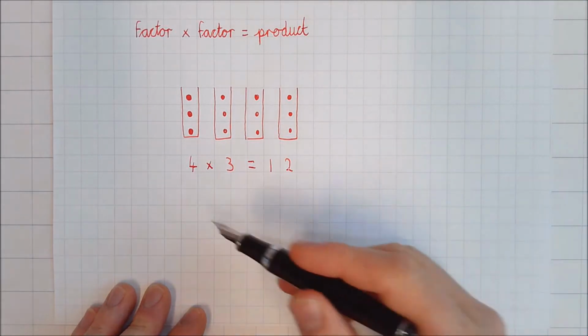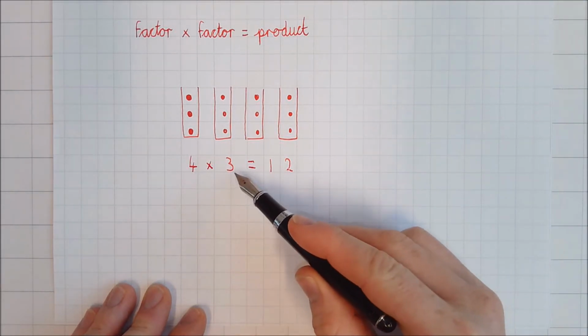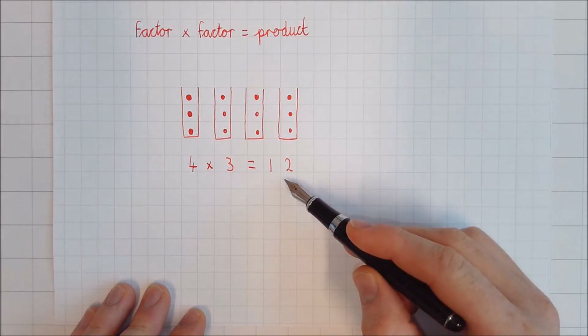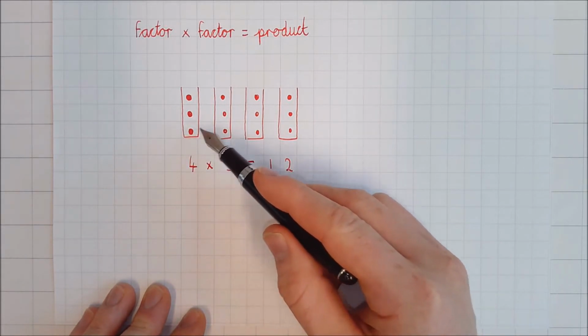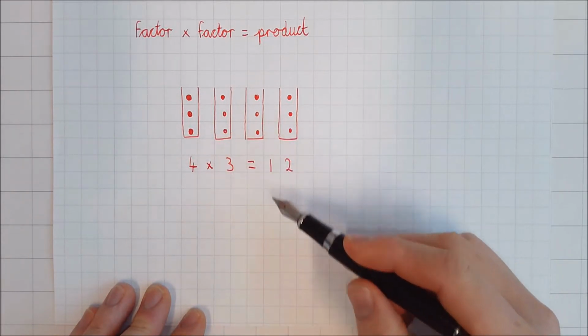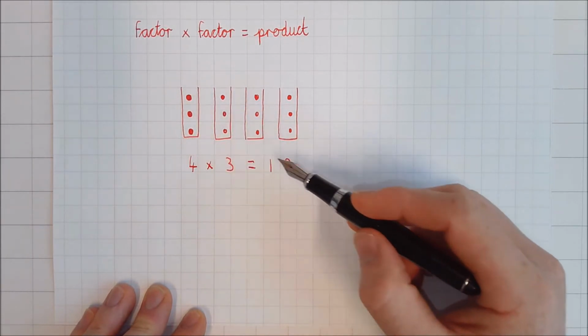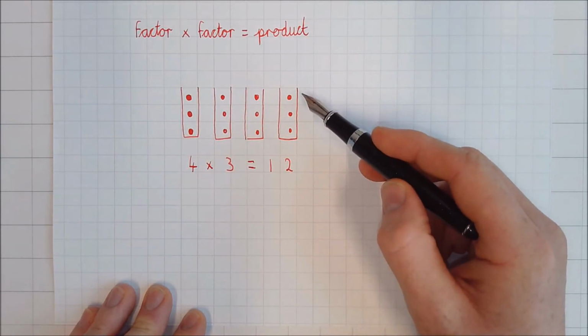What does the 4 represent? What does the 3 represent? And what does the 12 represent? Hopefully you said the 4 represents the number of tubes, and the 3 represents the number of balls in each tube, and the 12 represents the number of balls all together.